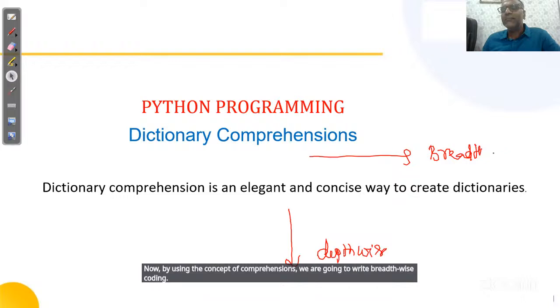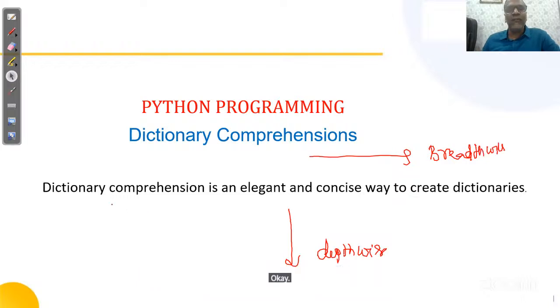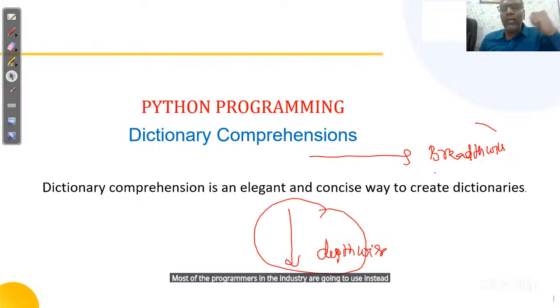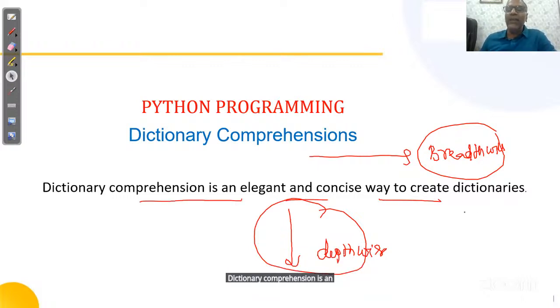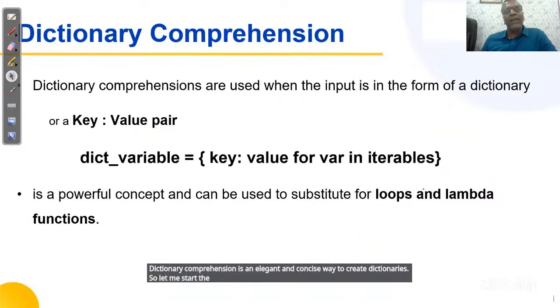Is it okay for all of you? Most of the programmers in the industry, instead of depth-wise coding, will use breadth-wise coding for projects. So, dictionary comprehension is an elegant and concise way to create dictionaries. Let me start with comprehension, then I'll go for case studies. Okay?